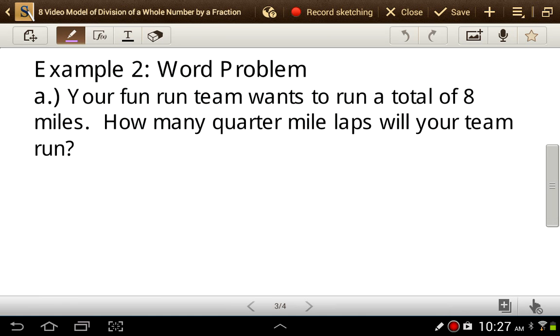Okay, example 2, a word problem. I'm still modeling, guys, just with a word problem. Your fun run team wants to run a total of 8 miles. So that's a key number. How many quarter-mile laps will your team run? Well, a quarter, guys, you need to know is 1/4. So what I am doing here is I want to know what is 1/4 of what number is 8. Which means I am doing 8 divided by 1/4.